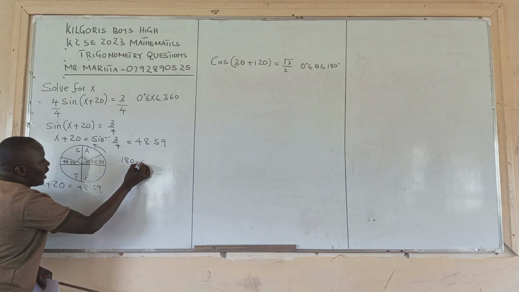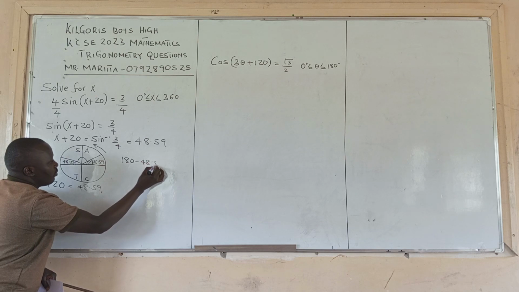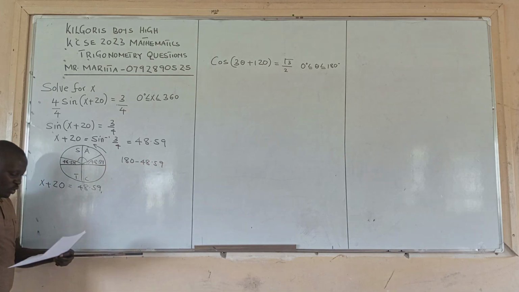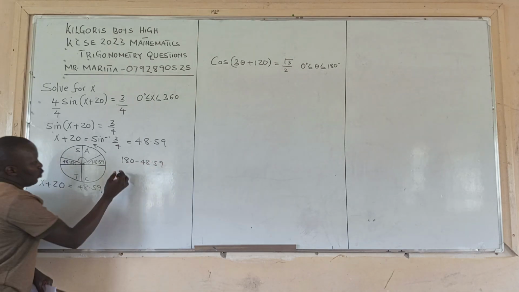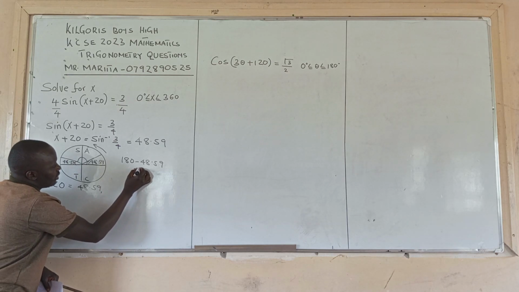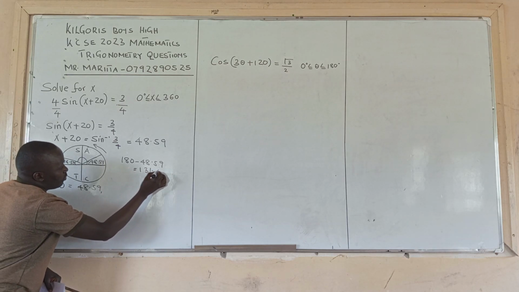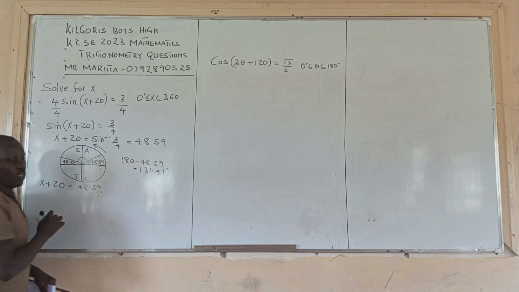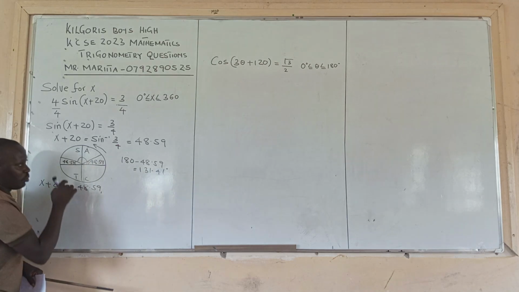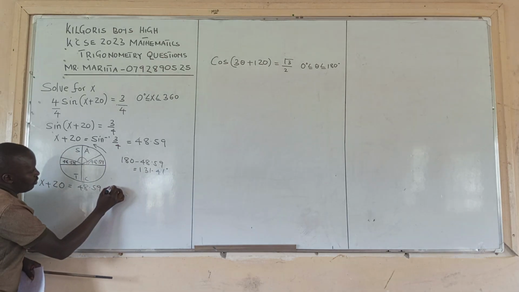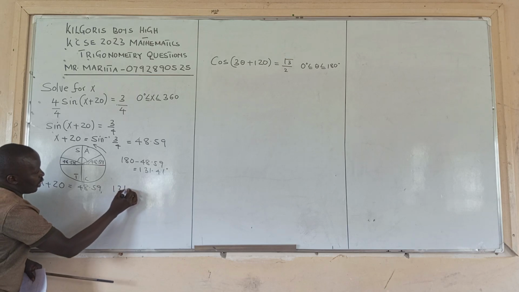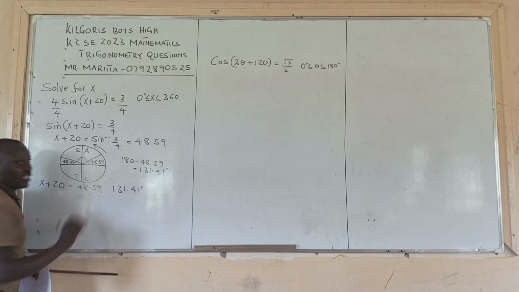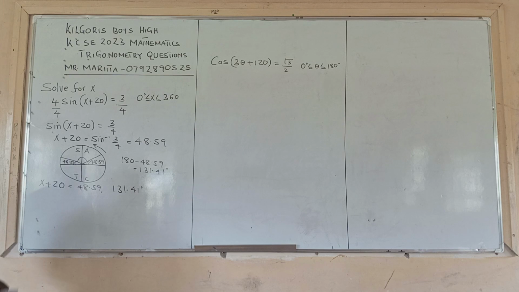We subtract now 48.59, which will give us 131.41 degrees. So our second one, from the second quadrant, we have 131.41, in this case, degrees.